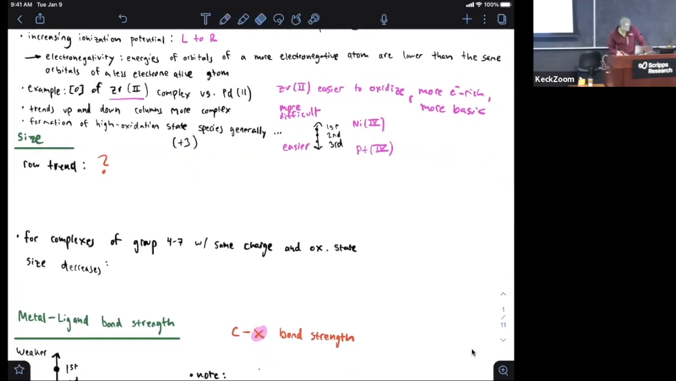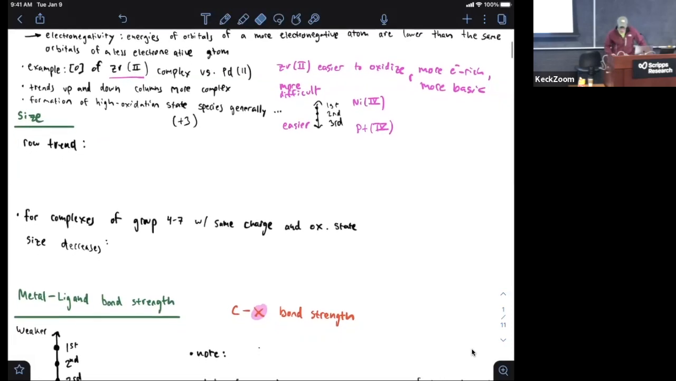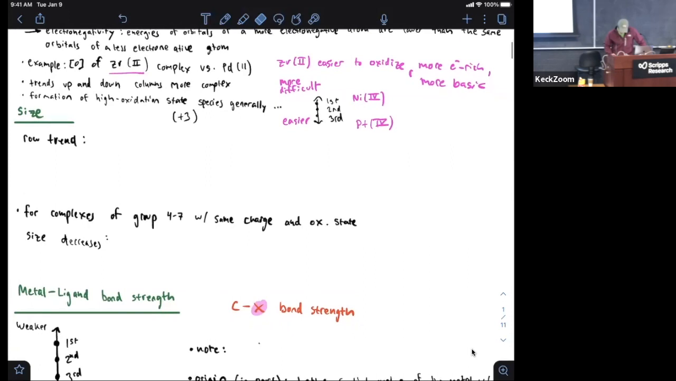Okay, now let's consider size. And so what do we think about size here? Maybe I'll ask for a volunteer. Anthony, as you go first row, second row, third row, bigger, smaller, the same? Anthony's not here. Oh, okay. I'll ask for another volunteer. All right, Shenghua, what do you think? The atom radii gets larger as you go down.